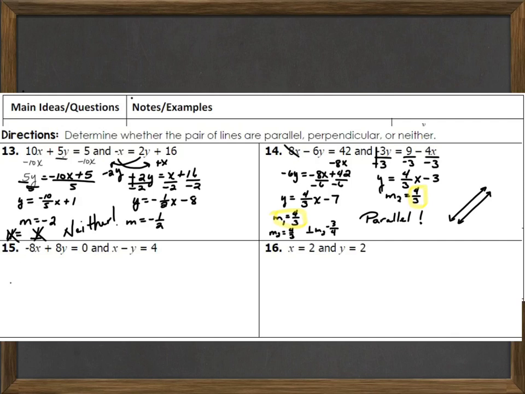Okay, let's look at 15. Again, I know I'm going fast through this, but stop and think if you need to. Alright, so I'm going to move the 8x over. Then that's going to become 8x over here.